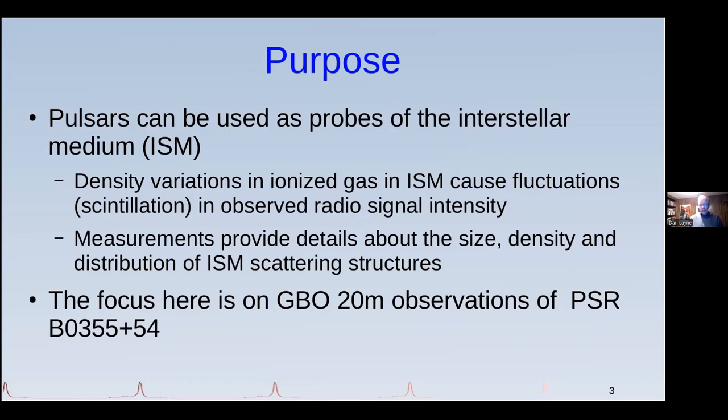And we can actually take measurements and learn about the size and density and distribution of the interstellar medium scattering structures. So the photons from the pulsar, the radio photons, get scattered by various objects in between us and the pulsar, and we can learn some about those. And again, we're just focusing here on one pulsar from the Green Bank 20-meter.